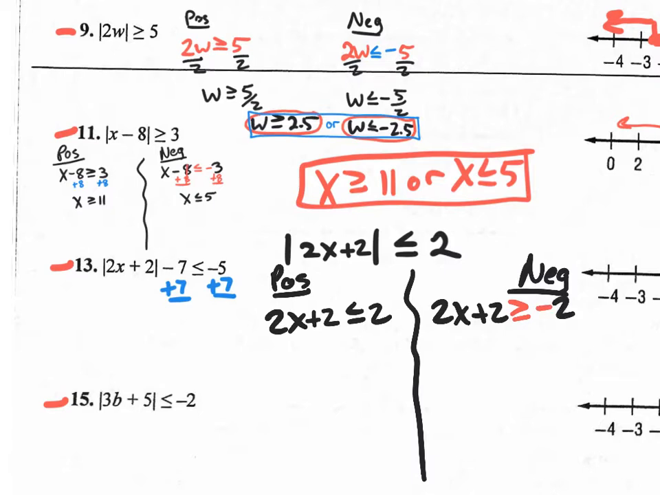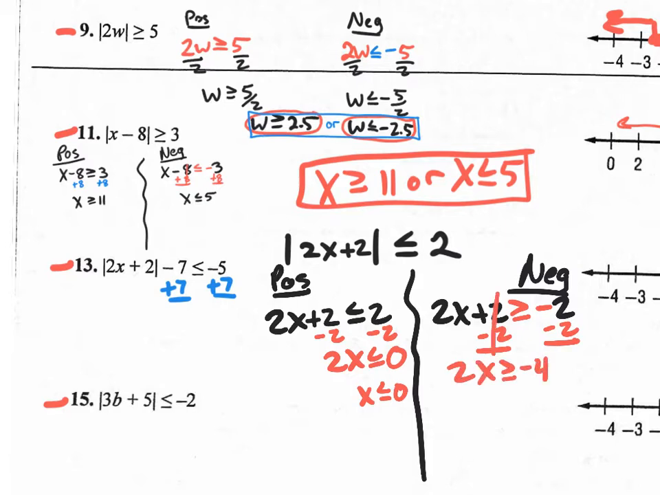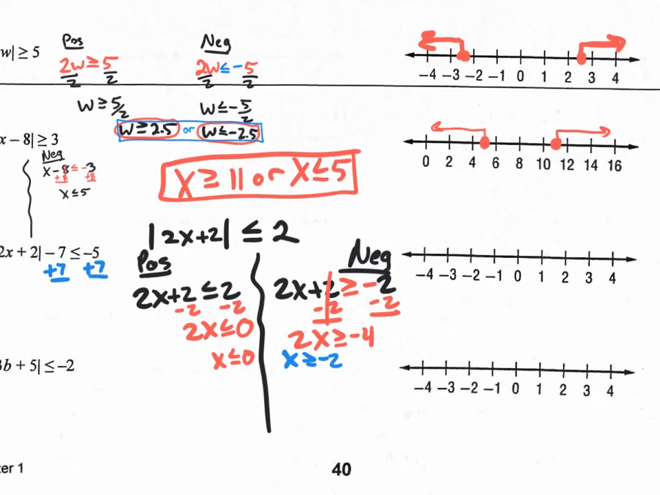And if you solve both, minus 2, you'll get 2x is less than or equal to 0, which means x is less than or equal to 0. Now the other one, minus 2, you'd get 2x is greater than or equal to negative 4, which means that x is greater than or equal to negative 2 if you divide by 2 on both sides. I ran out of space, I apologize. So let's graph both of those, see if they're together or apart.